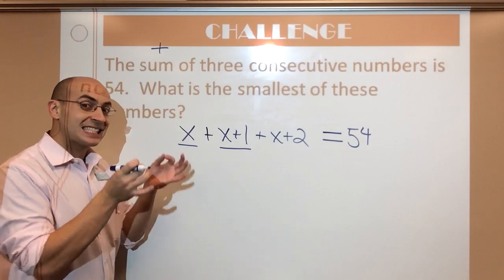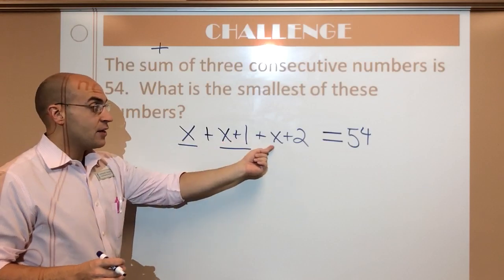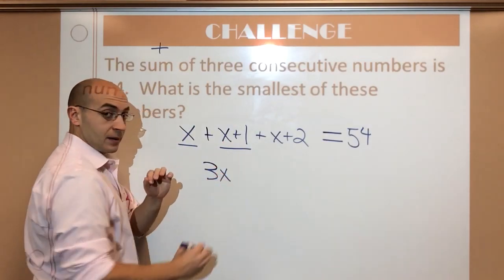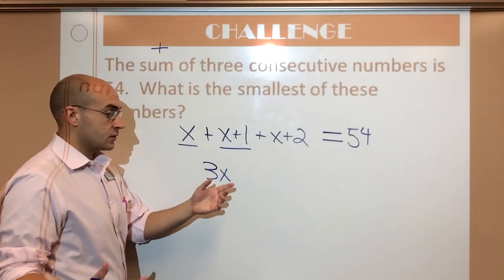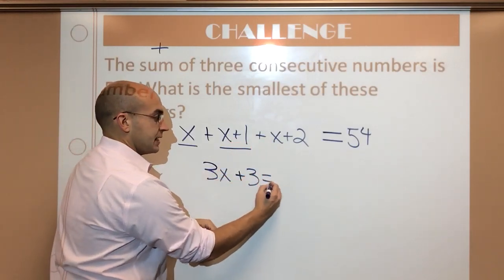Let's try to add the x's first. 1x, right? 2 x's. 3 x's on the board. There are 3 x's there. So I'm going to put them all together and get 3x for you. Now I'm going to add all the regular numbers, or the integers. 1 plus 2 is 3. So I've got 3x plus 3, and that's going to equal 54.